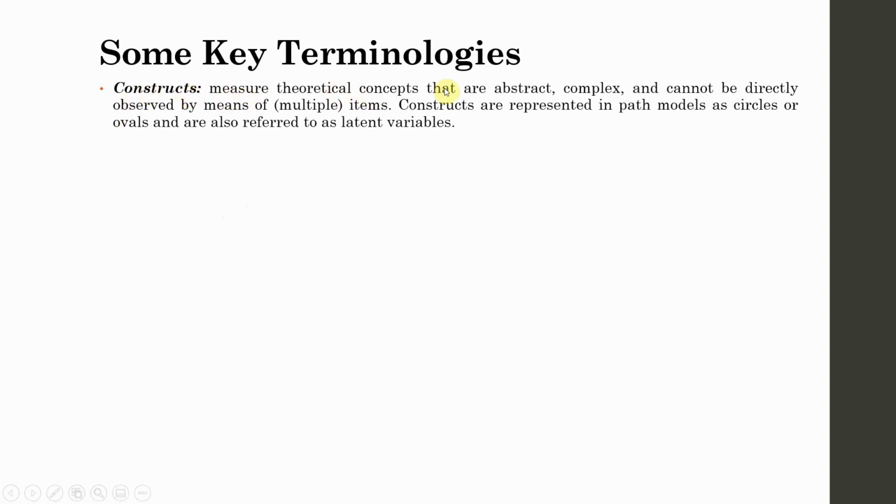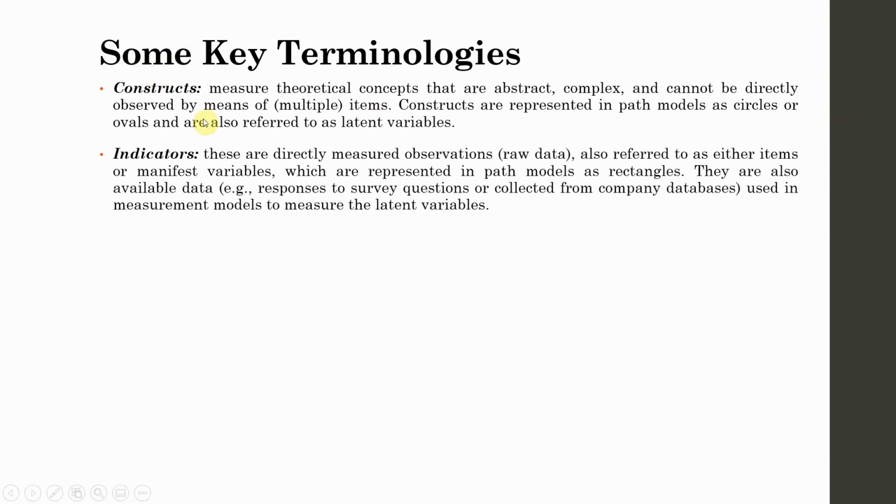Constructs measure theoretical concepts that are abstract, complex, and cannot be directly observed, by means of multiple items. Constructs are represented in path models as circles, the blue ones that we saw, or ovals, and are also referred to as latent variables. Indicators are directly measured observations, raw data, also referred to as items or manifest variables, which are represented in path models as rectangles, the yellow ones. They are also available data, that is, the responses to survey questions or data collected from company databases, used in the measurement model to measure latent variables.